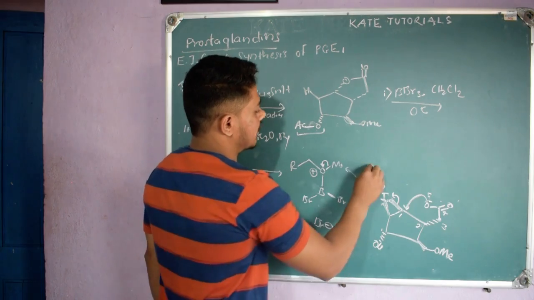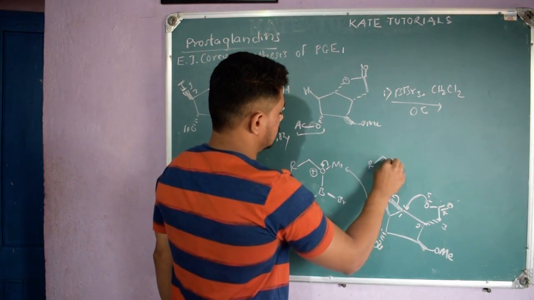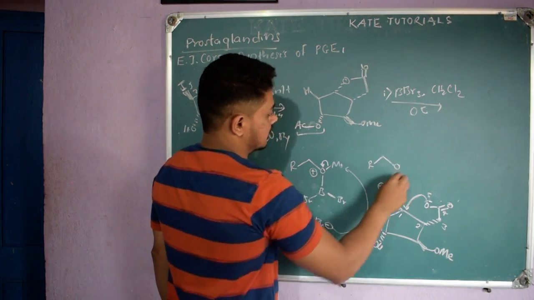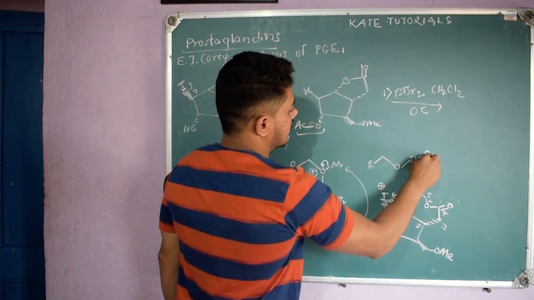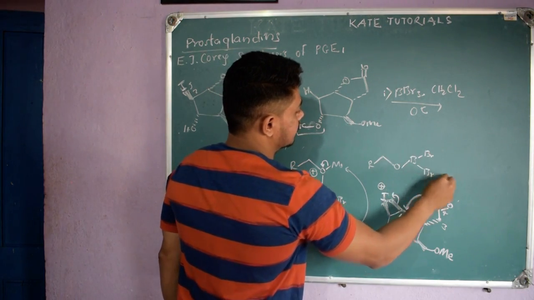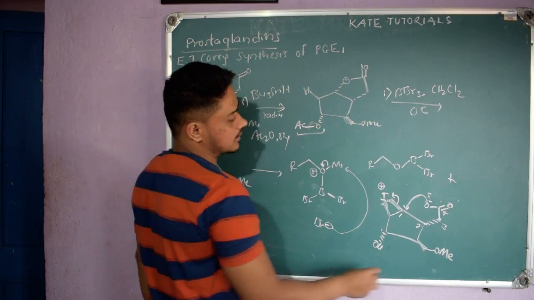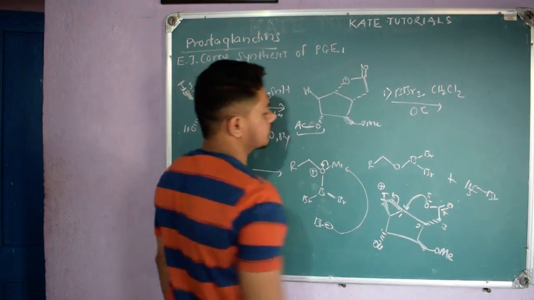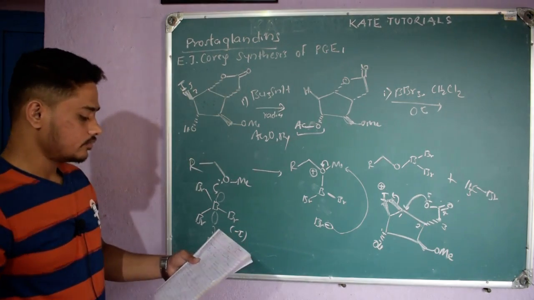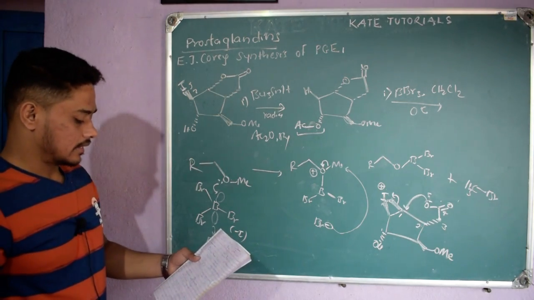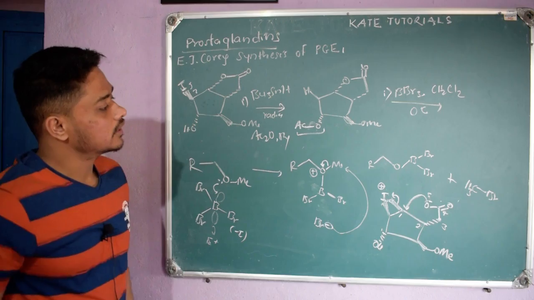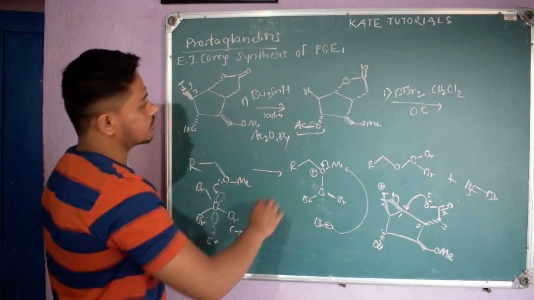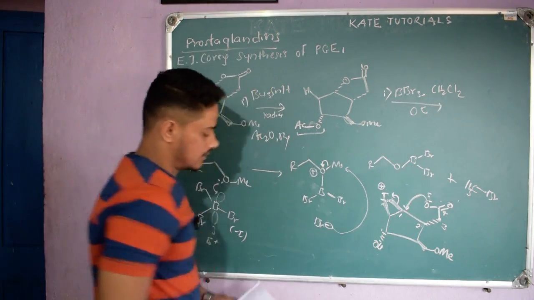So what will we get? I will get R CH2O-BBr2 like this, plus methyl attacked with Br, CH3Br. Methyl means CH3, right? So these are the products I will get, right? Alright, so this is the product I will get with this reaction.